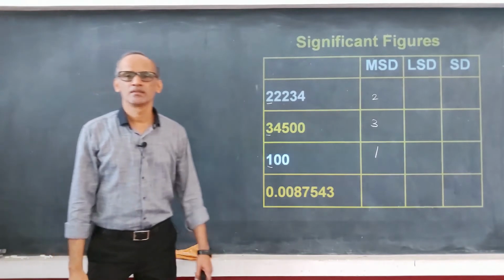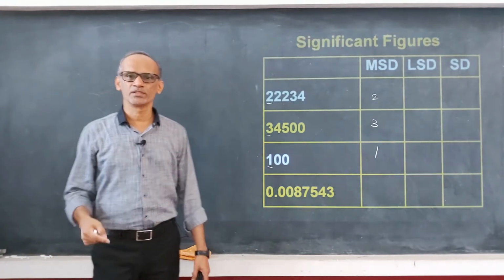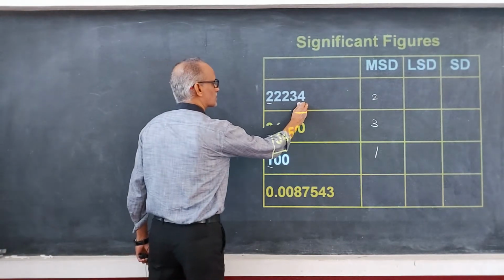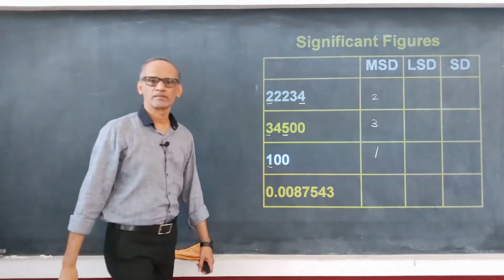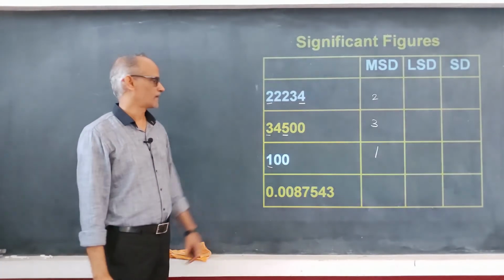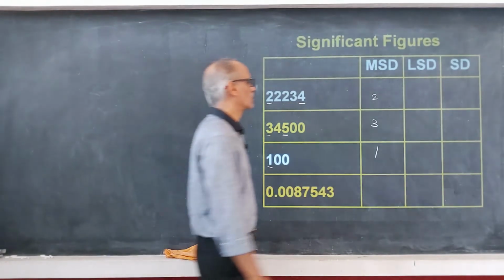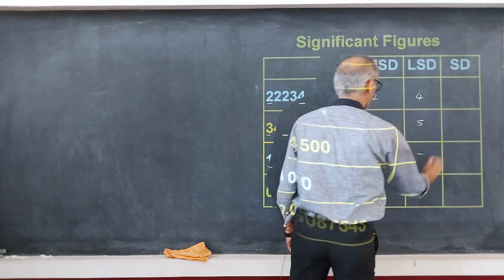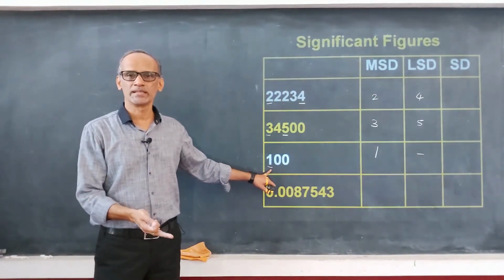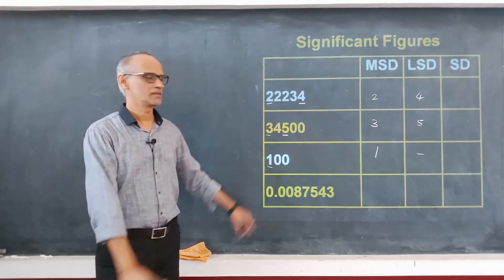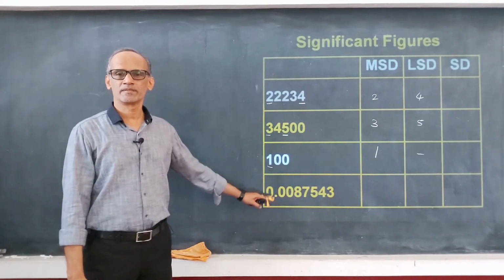Which is the least? What does the rule say? It is the last non-zero digit. Here there is no significant one, because there is only one digit. So which is the least significant digit? 4, 5 and nothing, because this number cannot be the most as well as the least. So that has to be the most. We will verify this later because it's with the decimal.